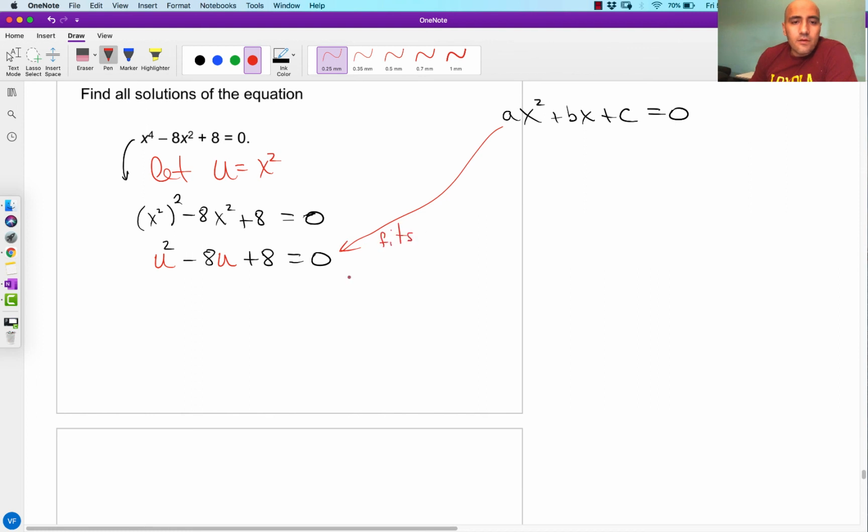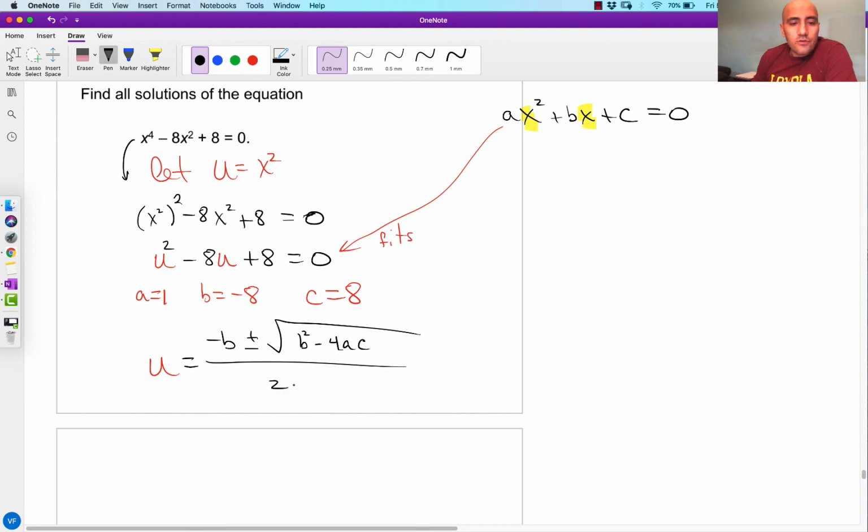It fits with the role of a being played by a 1, that's a 1 in front, the role of b being played by a -8, and the role of c being played by an 8. So now I can use the quadratic formula. Now over here, by default, we use x a lot. So the variable here is x, so I just switched my variable to u. So now I'm saying that the solution to this is going to be equal to u, and it's that little formula: -b plus or minus the square root of b squared minus 4ac all over 2a. Quadratic formula.